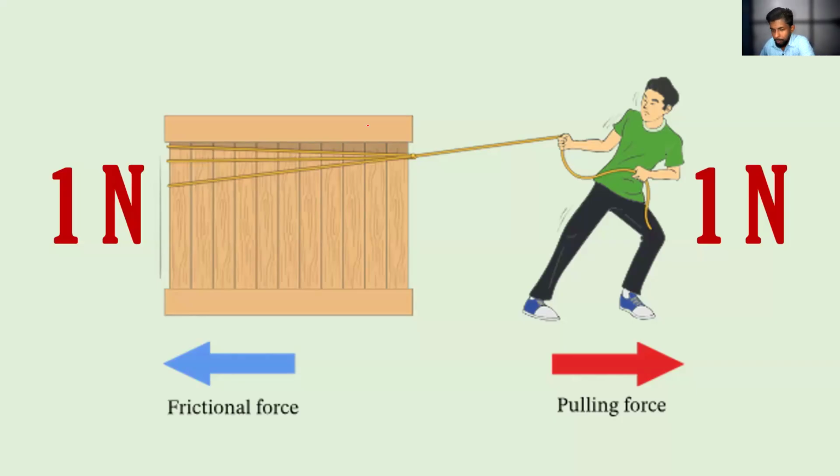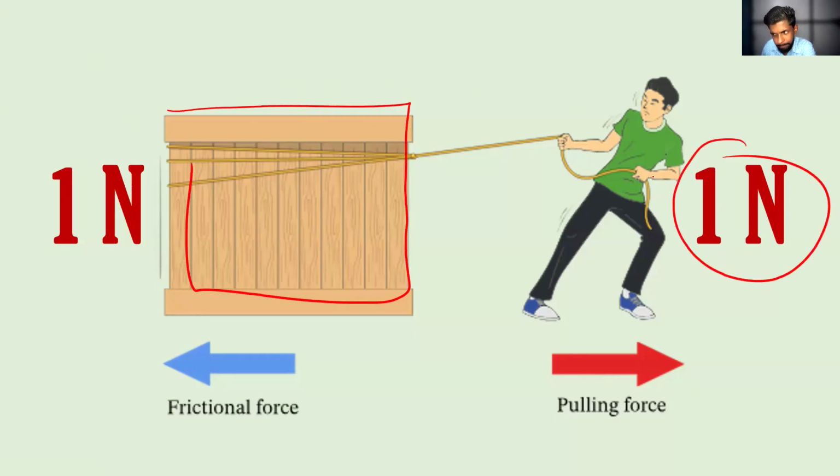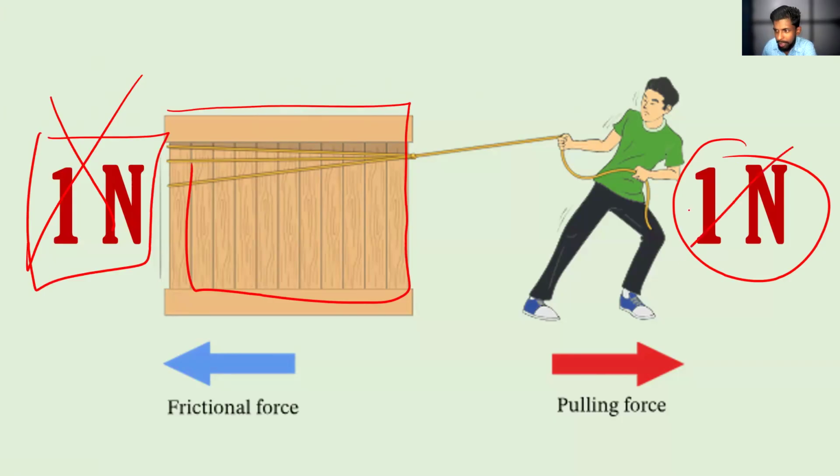For example, if you want to move this box, what will you do? I had taken a box. Now I'm going to move this box. First we apply 1 Newton. When you apply 1 Newton of force, the frictional force will also be 1 Newton. The 1 Newton and the 1 Newton will be balanced, so the object will never move.